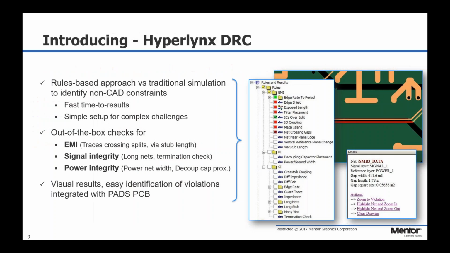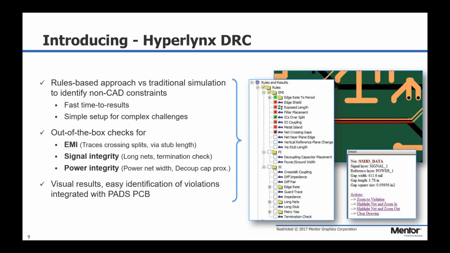Well, there is a way, and Mentor have released it. It's not very new to the market. It has been around for a little while, but introducing Hyperlinks DRC. It's an automatic electrical sign-off process that allows you to gain back huge amounts of time when it comes to maybe the visual aspect of checking for complex issues on your board. And it's a rule-based approach rather than maybe the traditional simulation approach.